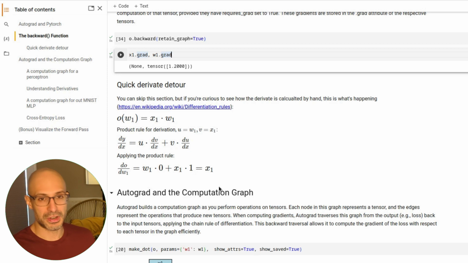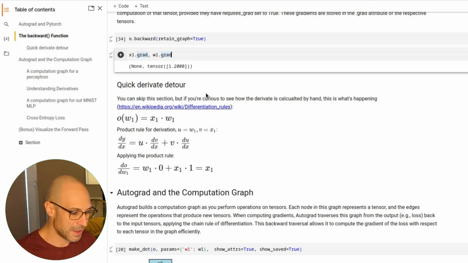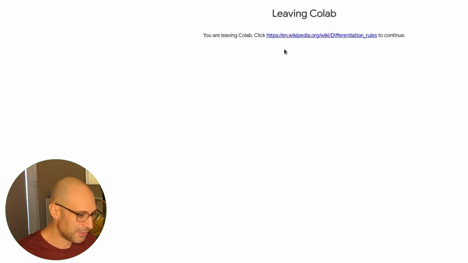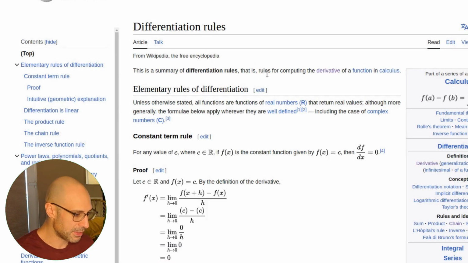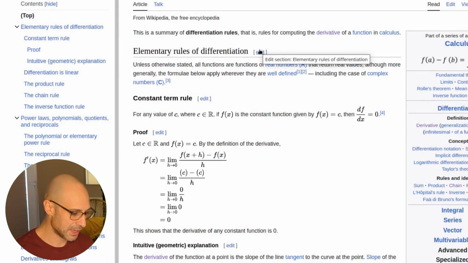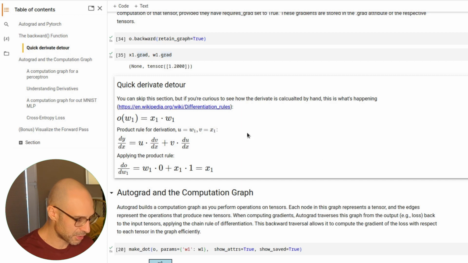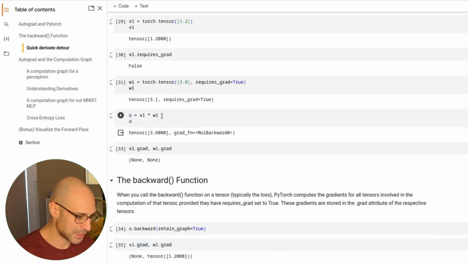Now, as I said, in this training, in this course, we don't really go into the details of mathematics and how derivatives are computed. But if you want to take a quick look at this, essentially Autograd is implementing differentiation rules, and the Wikipedia page is quite informative about this. There are some elementary rules to calculate derivatives, and this 1.2 essentially comes from applying some of these rules. So our O is essentially a function of the weight W1, and we've got x1 times W1. That's exactly what we calculated here.